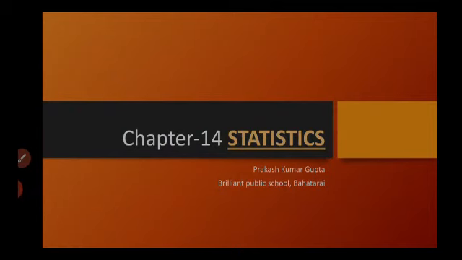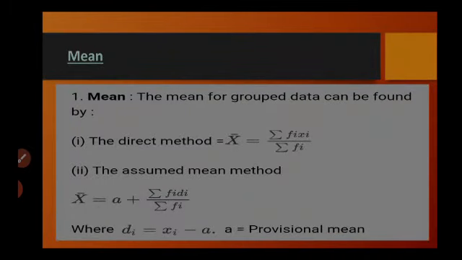Our today's topic is statistics, that is chapter number 14. Here we have to learn about the three things: mean, median and mode. For ungrouped data we have already studied in class 9th. Okay? So this year we have to study finding the mean, median and mode of the grouped data. That means the questions we will be getting in the table. Okay, that only is called grouped data.